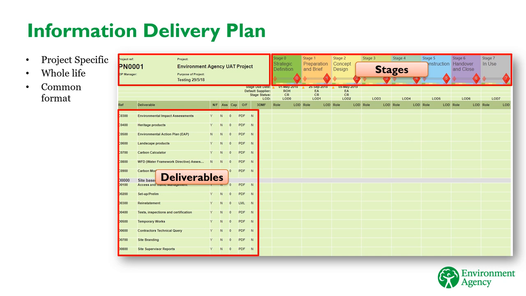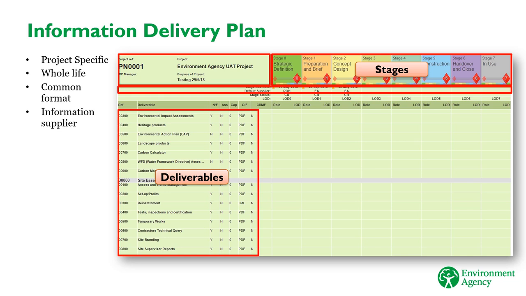For example, if you're a project manager who has inherited a scheme from another PM, the IDP for that will be structured in the same way as any other IDP, meaning you've got one less thing to get to grips with. It also makes it easier to hand over information to operation teams at the end of a project, since they can expect to always receive information in a consistent structured format. It clearly shows who is responsible for producing information, so that suppliers, as well as the EA as employer, fully understand what they need to produce.